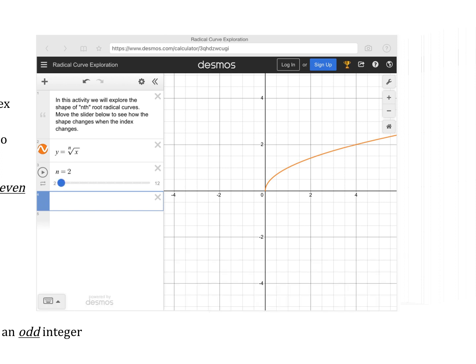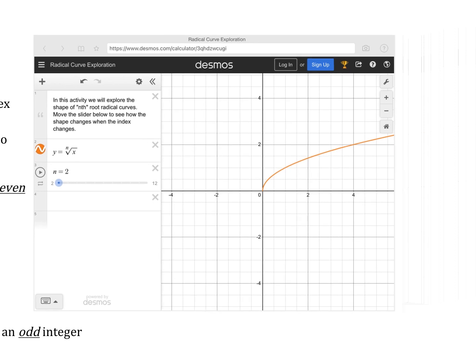But watch what happens. This is the square root. So we're taking that 2 and putting that up in the end. So this graph here is the square root, the second root of x, okay? What happens if we take that and we move it to a 3? There's the cube root of x, and that's kind of what we expect there. We've seen that. We've built that. What about a 4th root? Well, there's your 4th root of x.